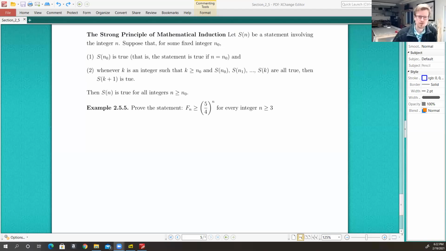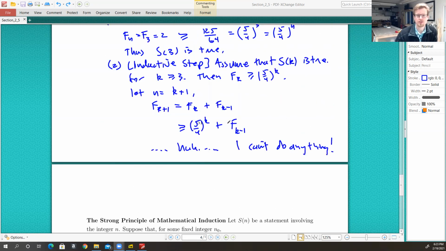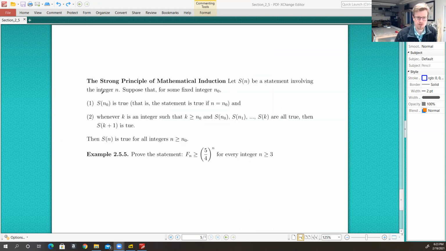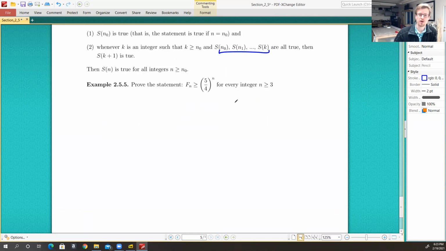So let's look at our example. We want to prove the statement that the nth Fibonacci number is greater than or equal to 5/4 to the n for every integer 3 or greater. And to do this, we saw that we had to reach too far back. We hadn't made any assumptions about the k minus 1th Fibonacci number. So we introduce again the strong principle of mathematical induction, where we have everything from the base case to k. That allows us to reach as far back as we need to.